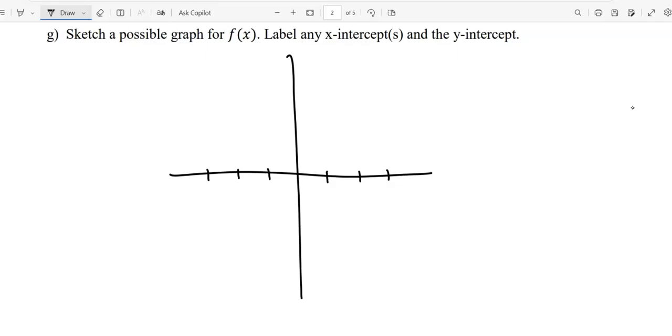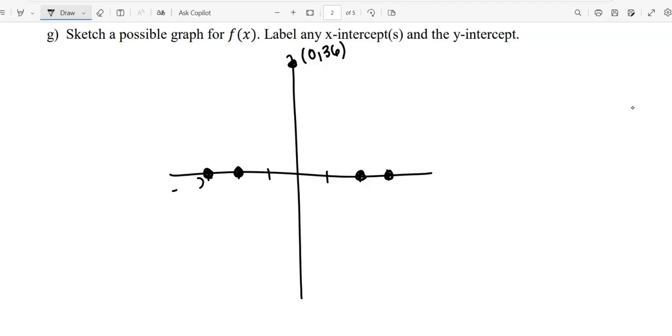And I've got zeros at negative 3, negative 2, 2, 3. And then there's one more point that we named, and it was the y-intercept. This is why our graph is going to be very much not to scale. This is 0, 36.